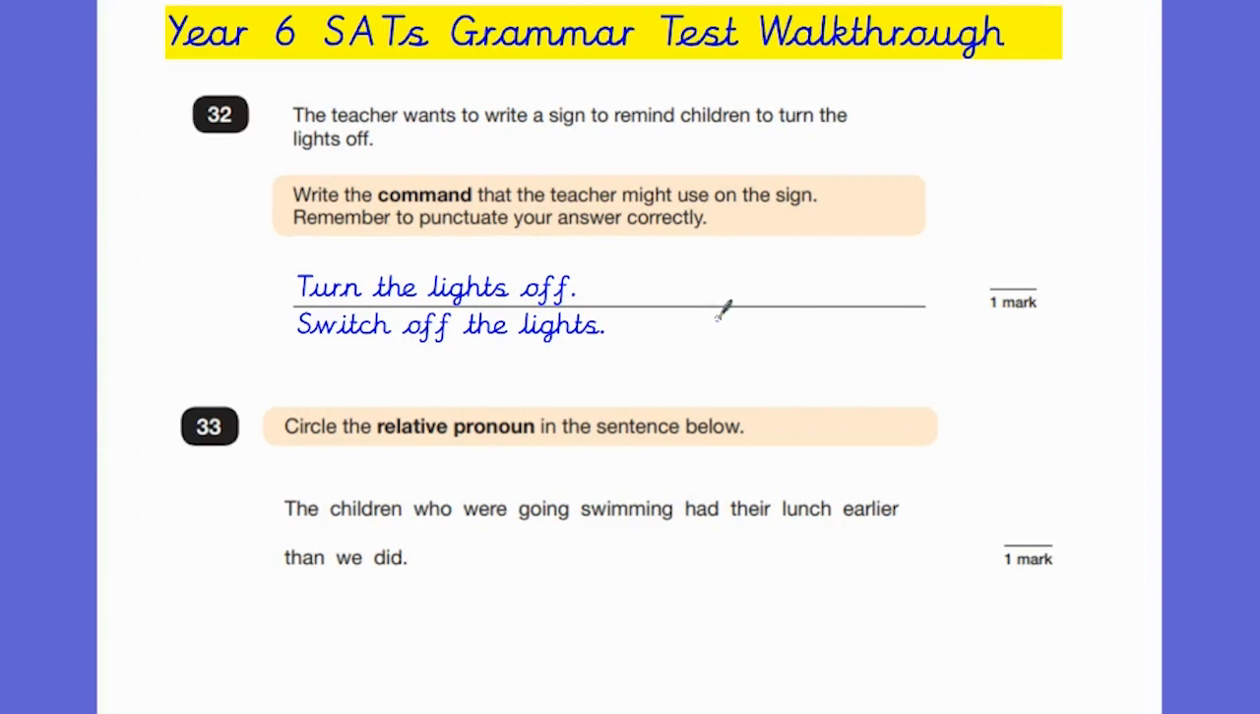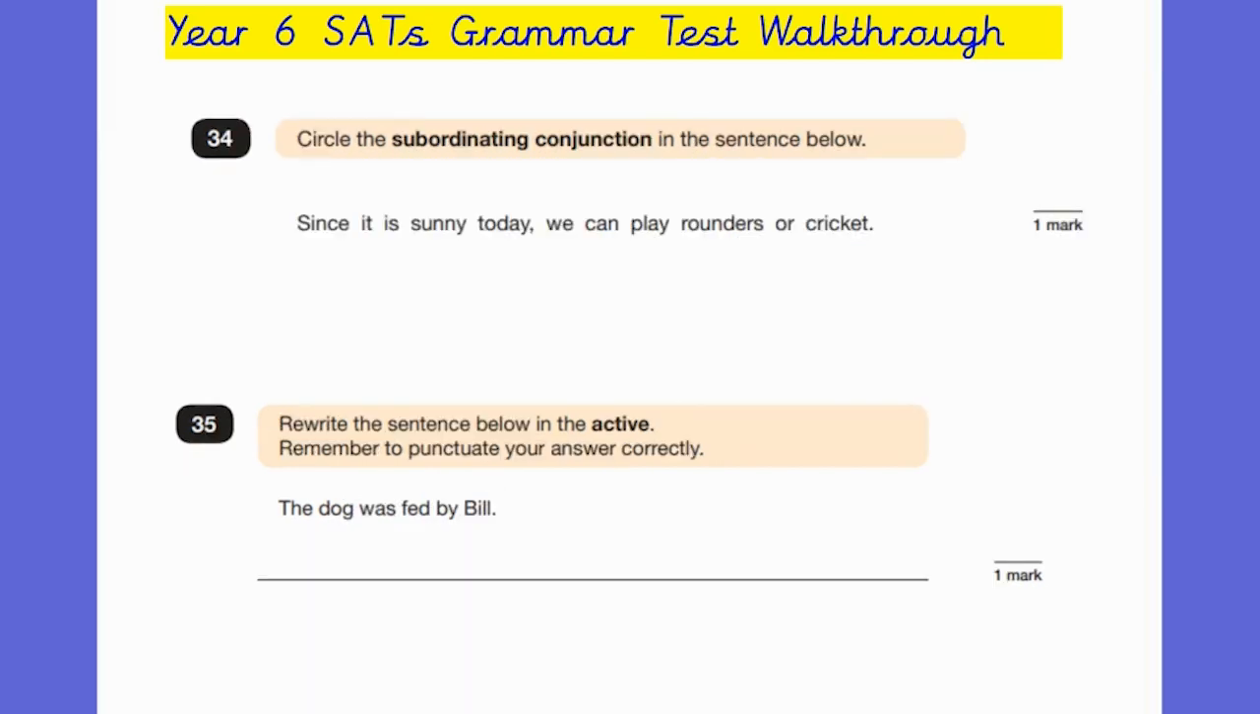The children who were going swimming had their lunch earlier than we did. So I know that a relative pronoun helps us to describe a noun, and I know that the relative pronoun in this sentence is who.